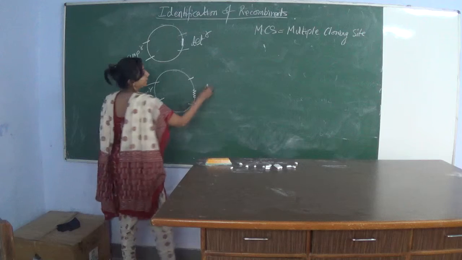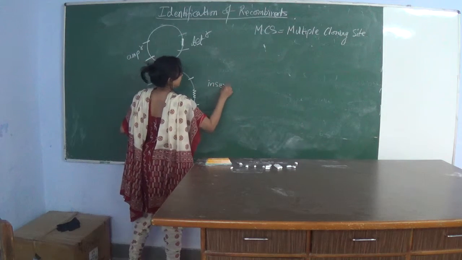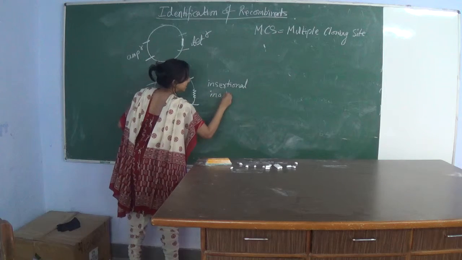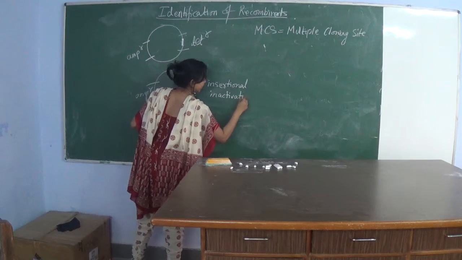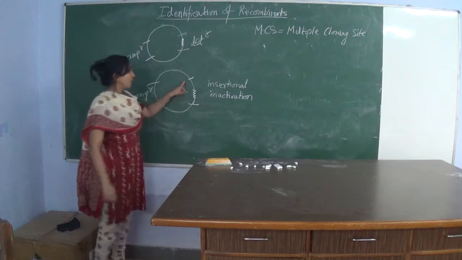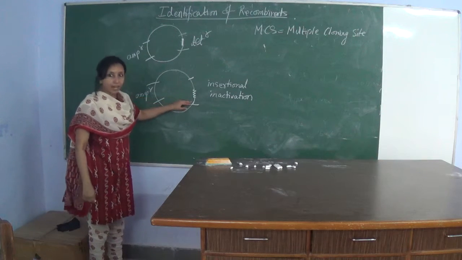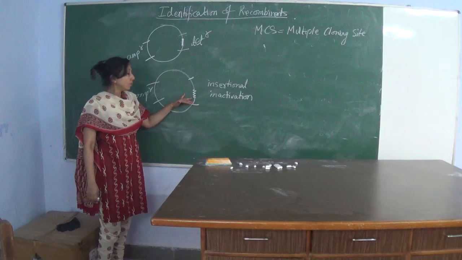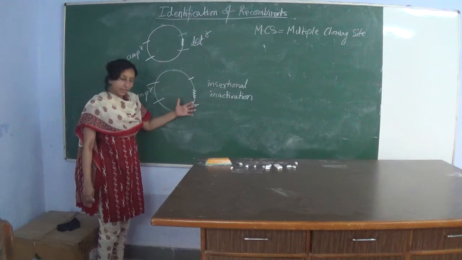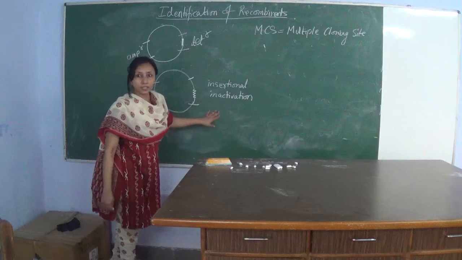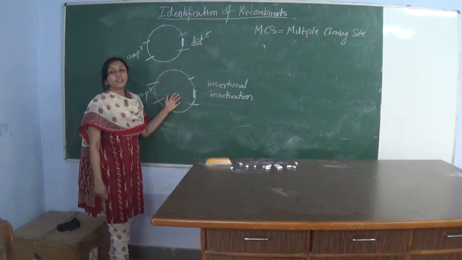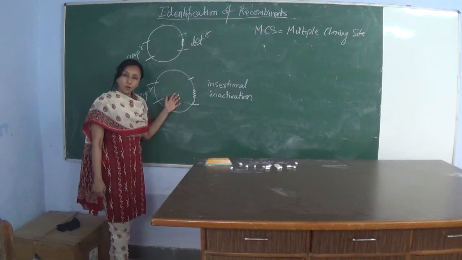This method is known as insertional inactivation. Since now the gene is not a complete gene, it is not able to make its product, so it is not able to express itself. This is why it is known as insertional inactivation. This property is used for further identification of recombinants. How do we use it?